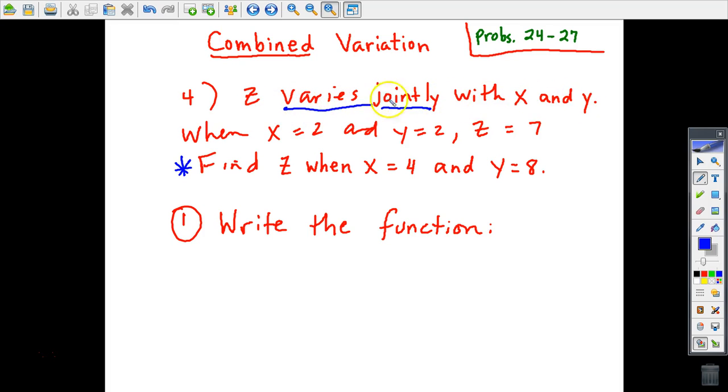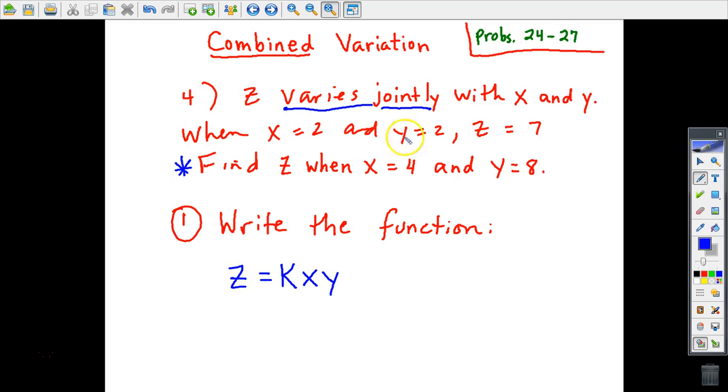Whenever you see z varying jointly with 2 other variables, whatever they may be, then that interprets like this in equation form. It's almost like both of these represent direct variation within the same function. Everything gets multiplied together. So z varying jointly with x and y, you'll get used to seeing that. That interprets in equation form like this.